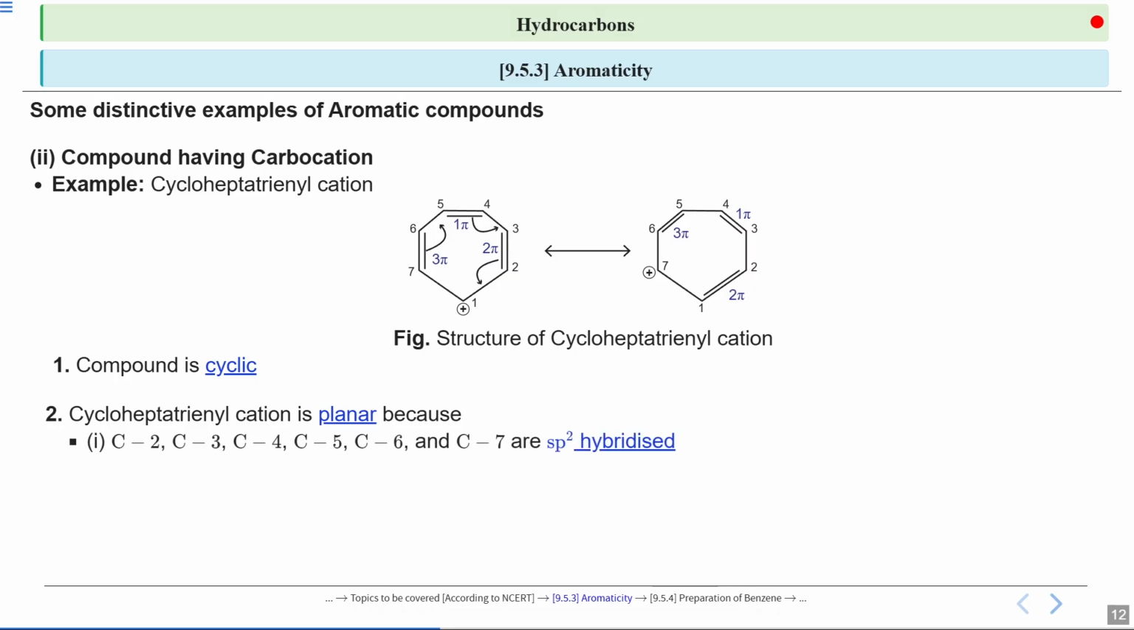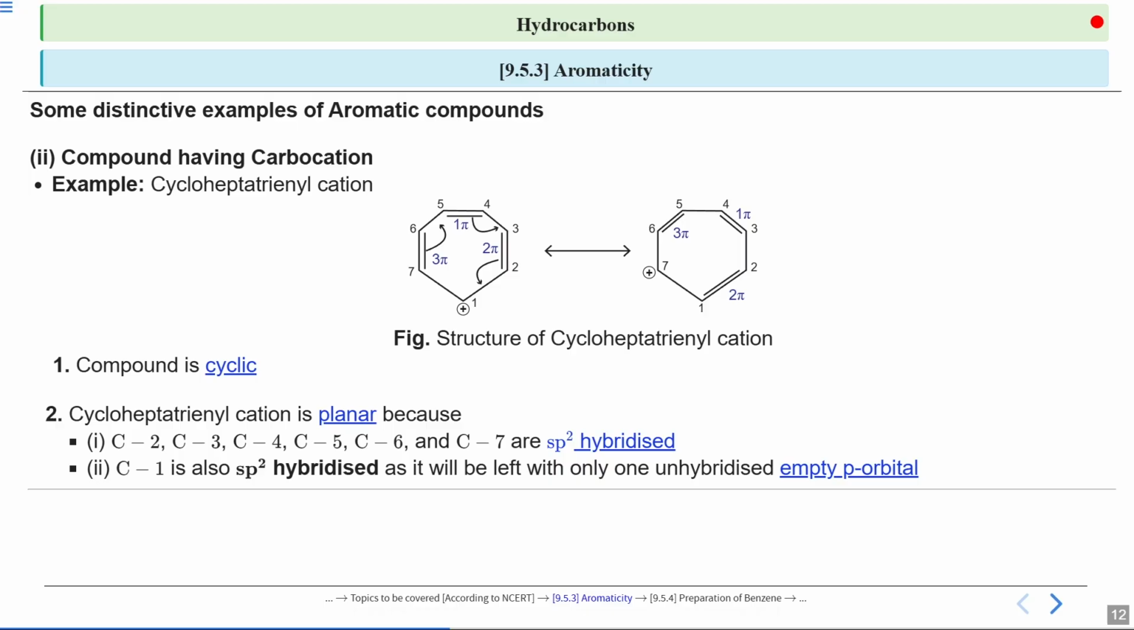Now coming on to the points, we can see here that carbon 2 through carbon 7 are all sp2 hybridized. This means that each carbon has one unhybridized p orbital that can participate in the delocalization system. sp2 hybridization is important because it keeps the ring flat and allows for the necessary overlap of orbitals. Now, remember C1 is also sp2 hybridized.